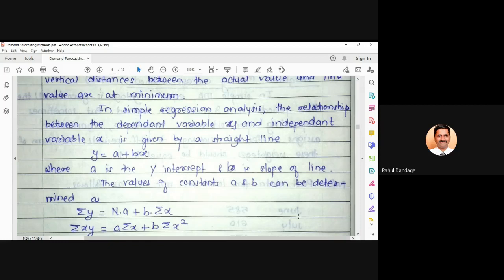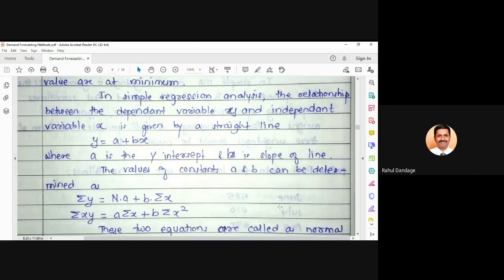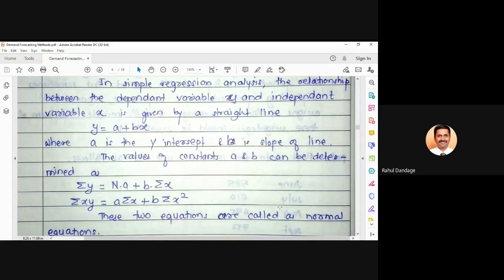The values of these constants, that is the y intercept a and the slope of the line b, can be determined by using the following equations: summation y is equal to capital N into a plus b into summation x, and summation xy is equal to a into summation x plus b into summation x square.